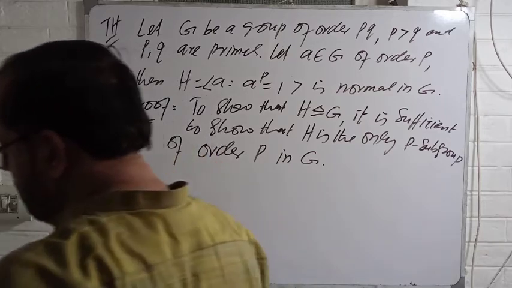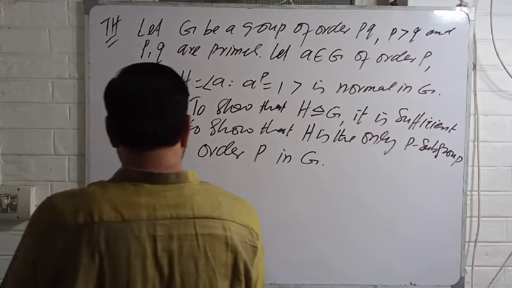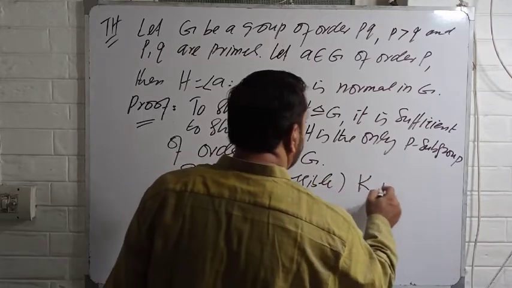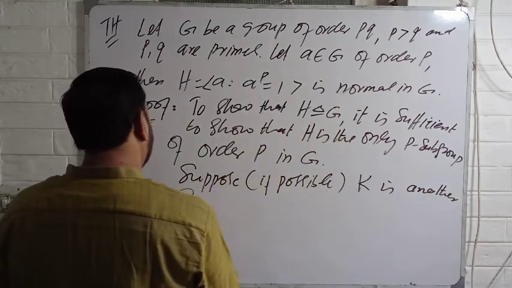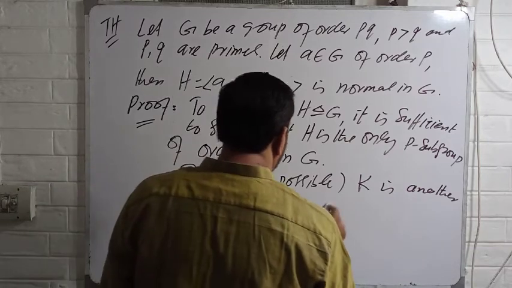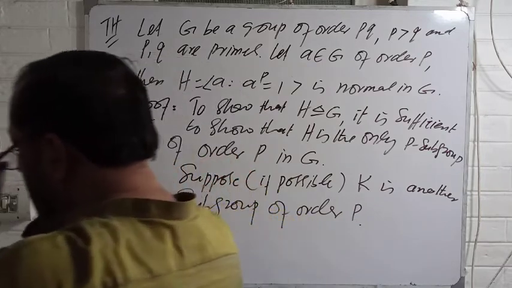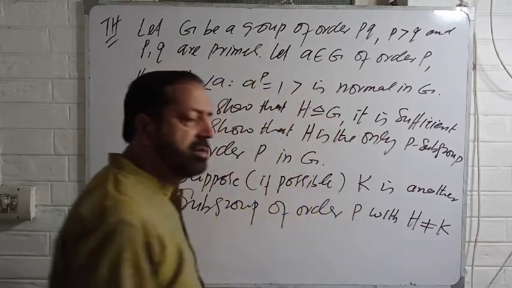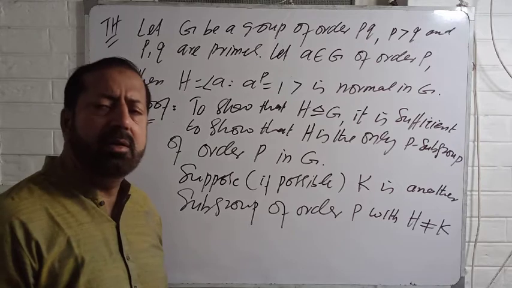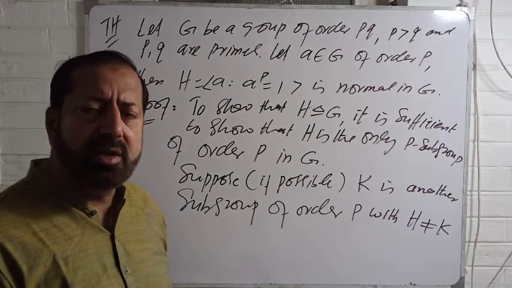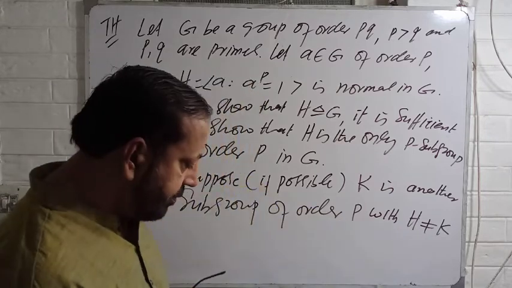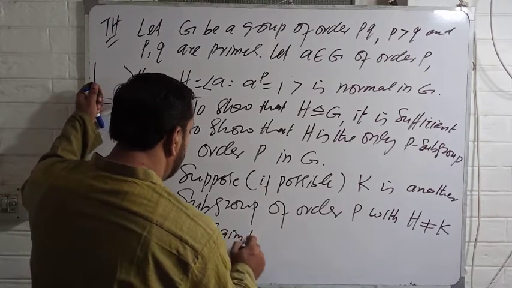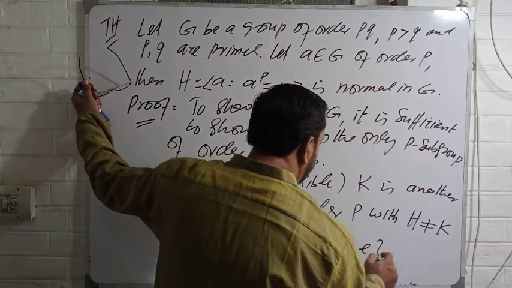So you assume, suppose, if possible, K is another subgroup of order P, right? We claim that H is not equal to K. Of course, when you want to show that H is the only subgroup of order P in G, then if you are taking K, you must write that H is not equal to K. Okay, we claim that H intersection K is equal to the identity, right?